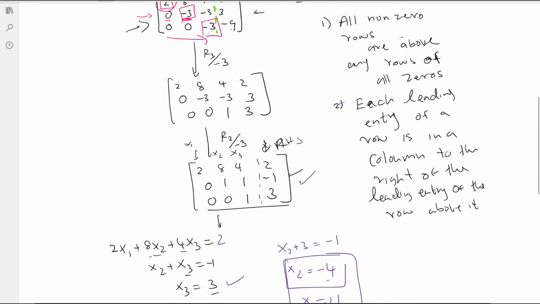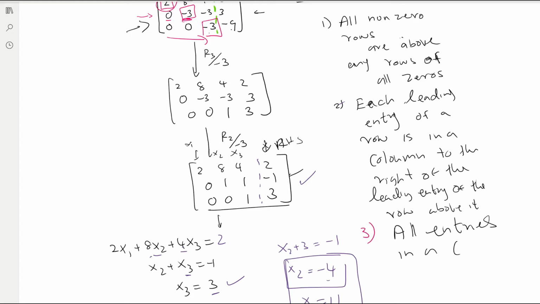Okay, and one more thing, the final rule is that all entries in a column below a leading entry are zeros.